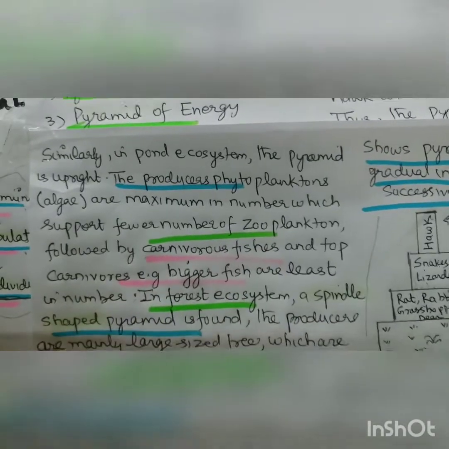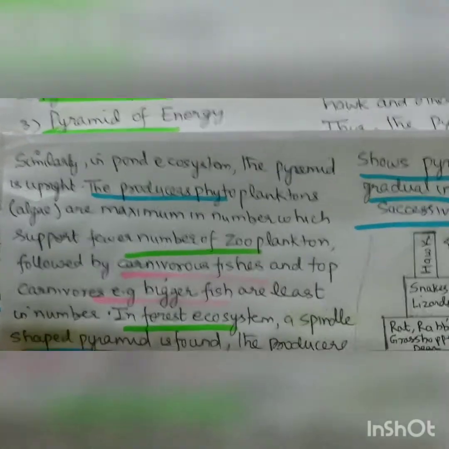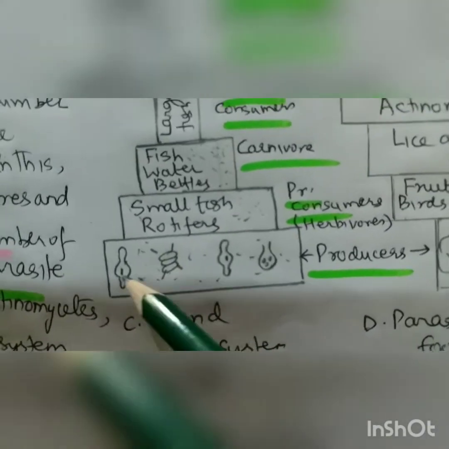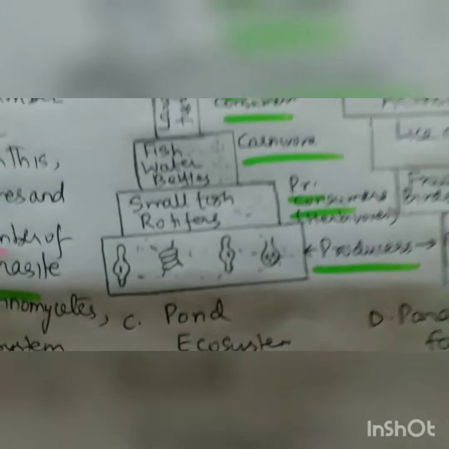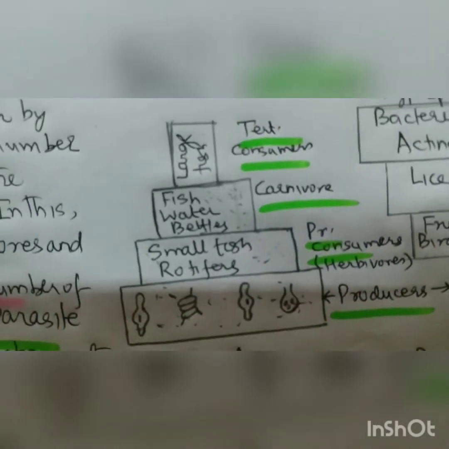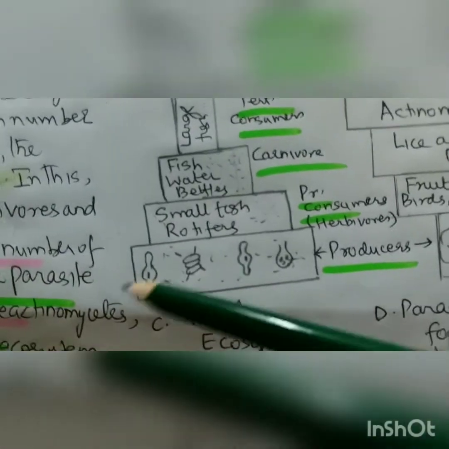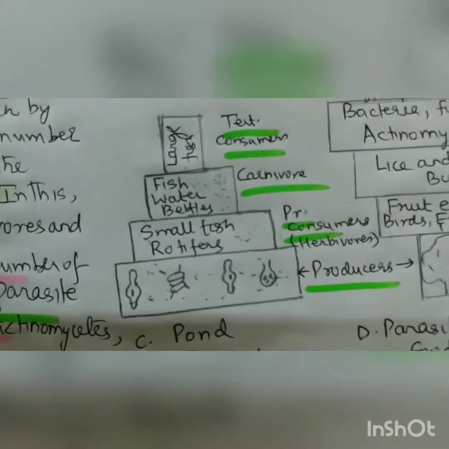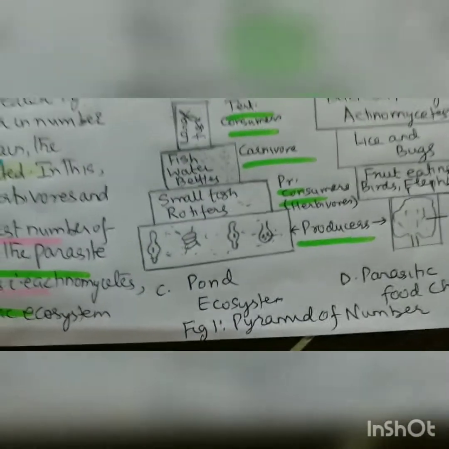Right? So now similarly in the pond ecosystem, the pyramid is also upright. In the pond you will see the same. We have producers like Scenedesmus, Navicula, diatoms and desmids, and they are eaten by small fish and rotifers, and the small fish are eaten by larger fish and water beetles, and ultimately the large fish, but it goes on decreasing, the bar goes on decreasing and the number of individuals goes on decreasing. That is why in the pond ecosystem it is also upright.